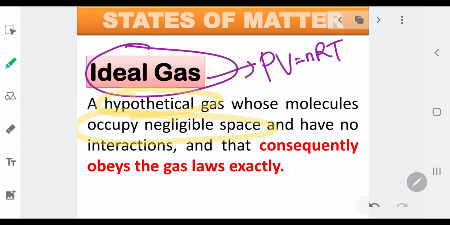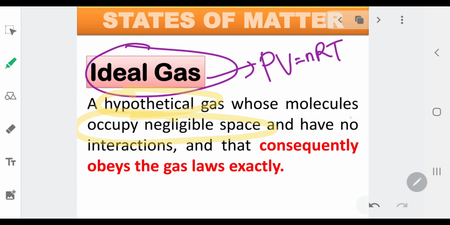For an ideal gas, the volume is too small, therefore we cannot really know the exact volume of the real gas. So we're going to assume that the volume of the gas is too small, and when we want to know the volume of the ideal gas, we're just going to assume that it follows the volume of the vessel. The word for vessel, sometimes they're going to use container, sometimes balloon, sometimes closed vessel, and so on.